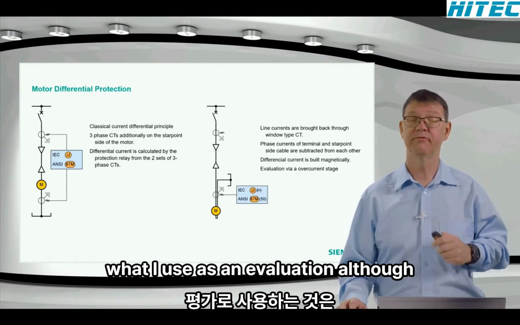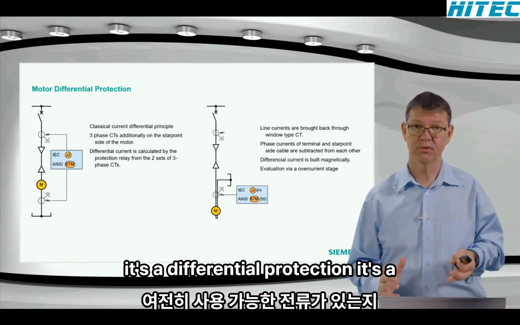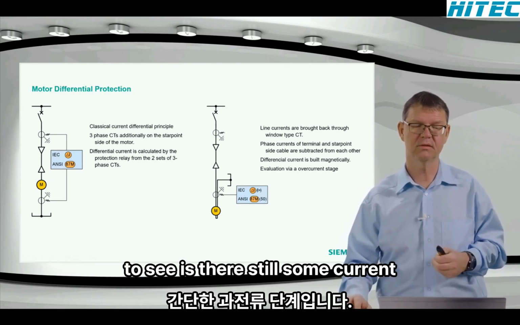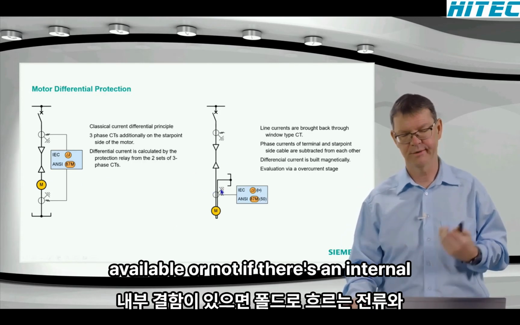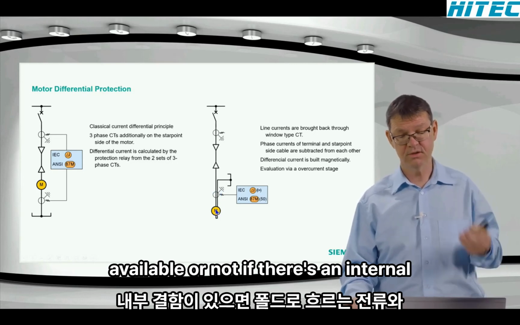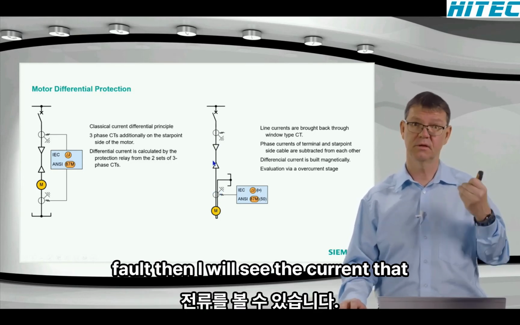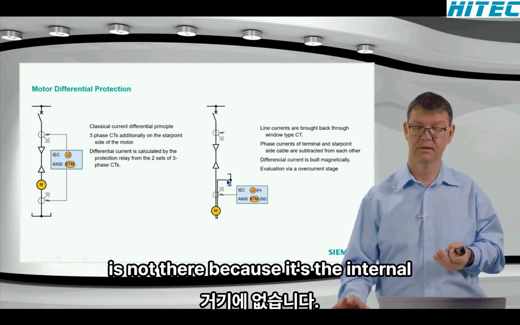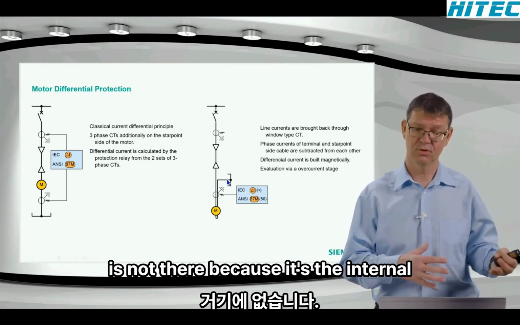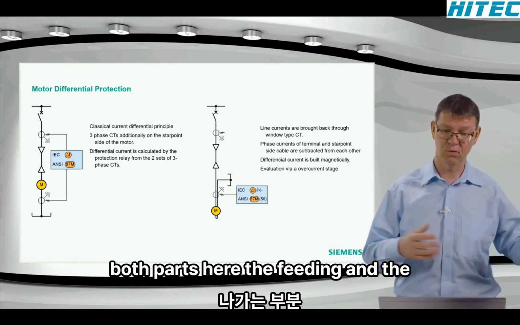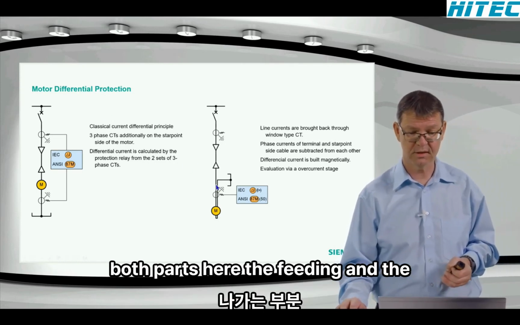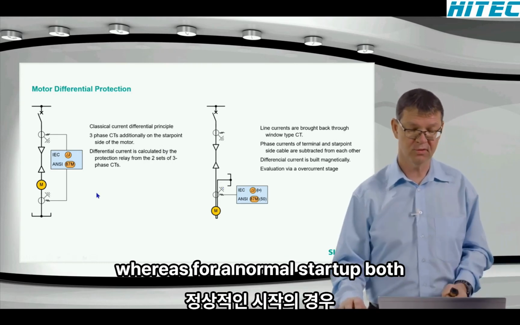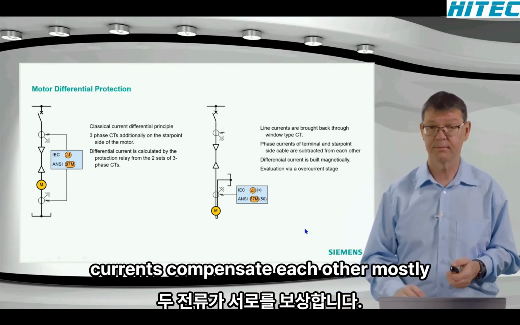What I use as an evaluation, although it's a differential protection, is a simple overcurrent stage, because I need to see is there still some current available or not. If there's an internal fault, then I will see the current that flows into the fault, and the current back is not there because it's the internal fault. So there's a difference between both parts here, the feeding and the outgoing part of the cable. Whereas for a normal startup, both currents compensate each other mostly.